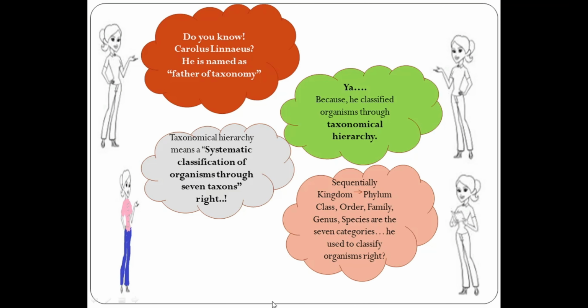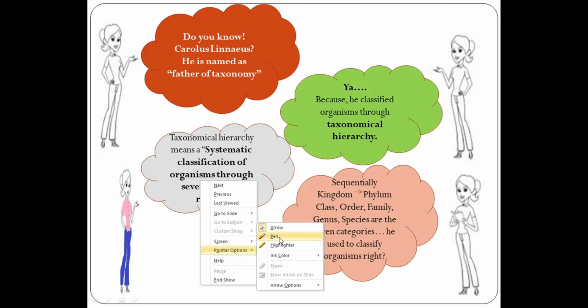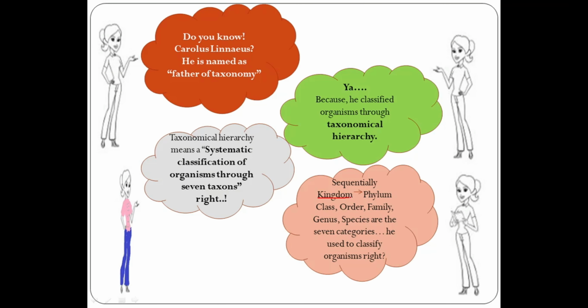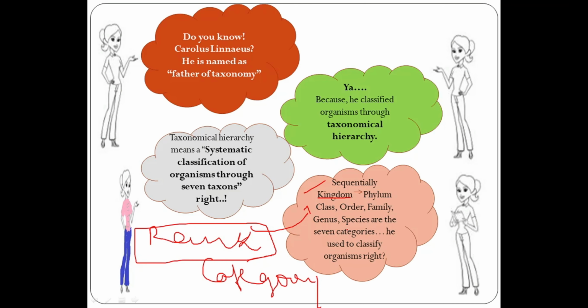Sequentially it will be so. Here, kingdom is one taxon. Taxon is also called a category or a rank. Taxonomical hierarchy ranks, there will be 7. It starts from kingdom and ends with species. The highest rank in the taxonomical hierarchy is kingdom and the lowest rank is species.